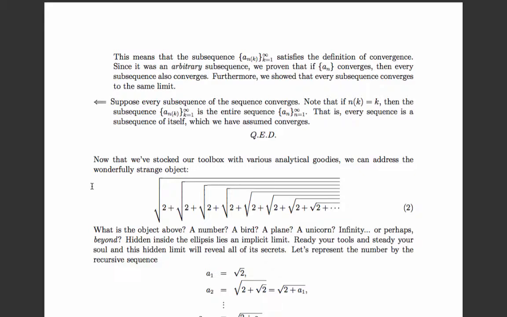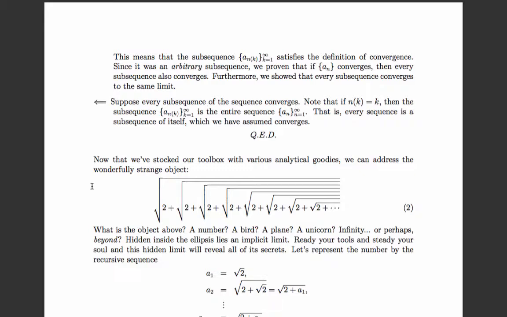Okay, now that we've stocked our analytical toolbox with various types of goodies, we can now address this wonderfully strange object below. That is, what is the square root of 2 plus the square root of 2 plus the square root of 2 plus the square root of 2 plus, and it keeps going forever, in fact. I mean, what is it? Is it anything? Is it a number? A bird? A plane? A unicorn? Infinity? Or perhaps beyond?